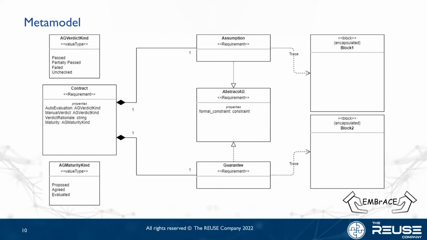Okay, and also for the verdict rationale, we can tell the user it did not pass because we detected that the quality factor is not correct for block one, and so on. Also, we can have a contract that only has the guarantee but not the assumption, or we have the assumption but not the guarantee.